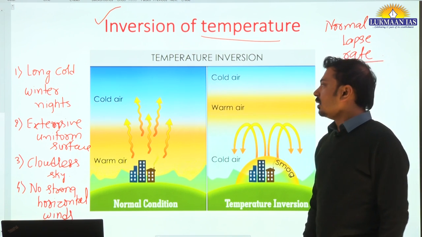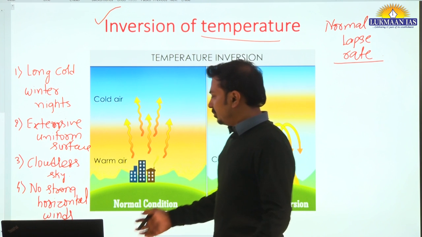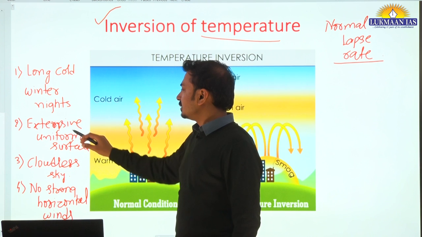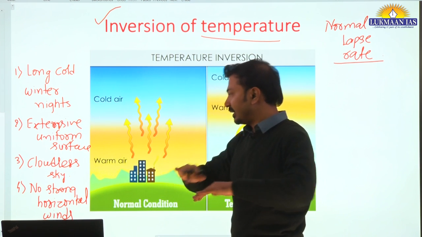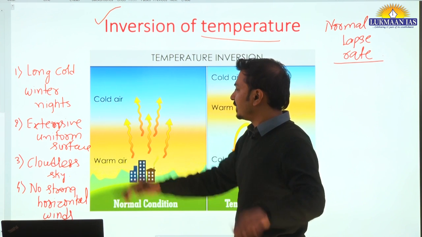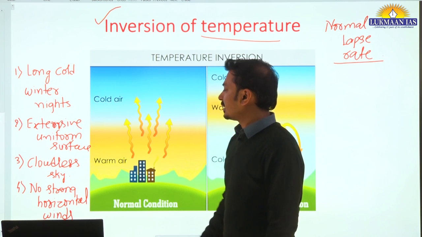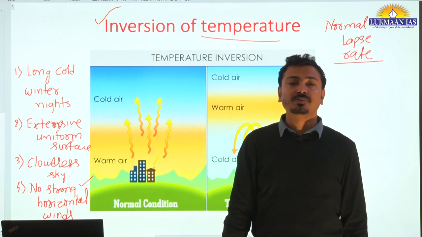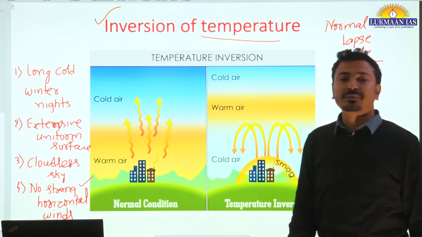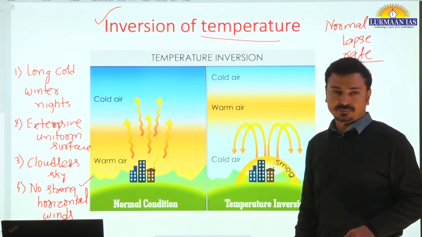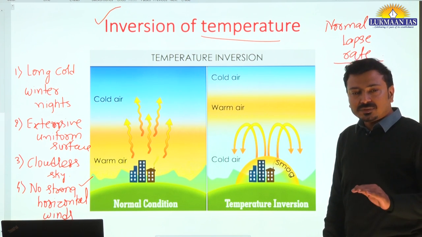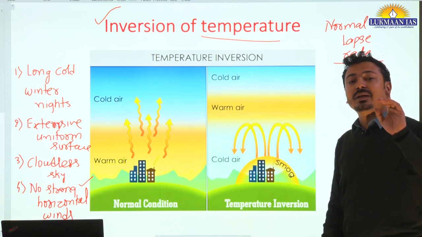Right. So, for example, what is happening now in winter? We have long cold winter nights. Suppose an extensive uniform surface, like the North Indian plains. Cloudless skies are there, no strong horizontal winds. There we observe such kind of inversion of temperature early in the morning. Early in the morning, what do we have? As we move up, temperature goes on increasing.